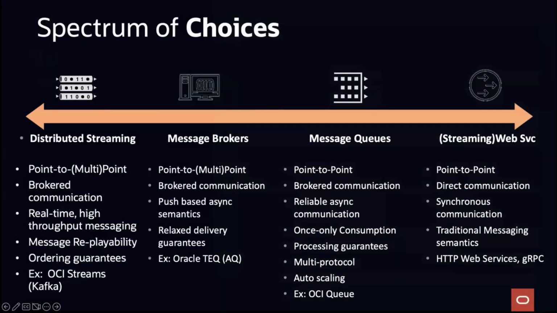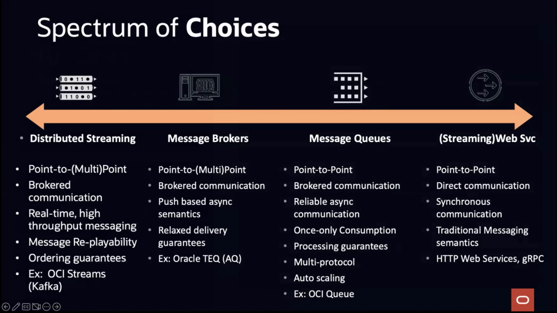The next thing I want to look at is the different spectrum of choices you have for message broker services. You first have distributed streaming. You also have message brokers. You have queues. You have web services. And we want to look at when to use what service. As you can see from the slide, the streaming service is a point-to-point brokered communication service.